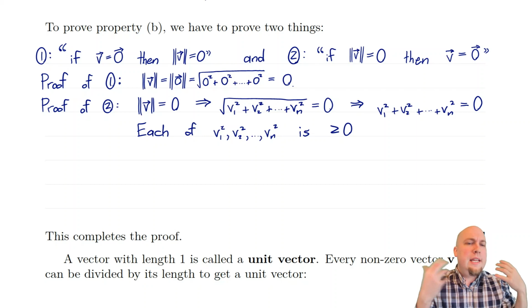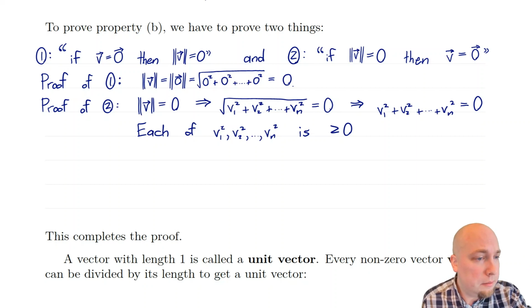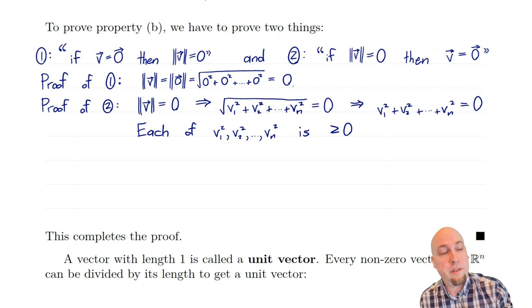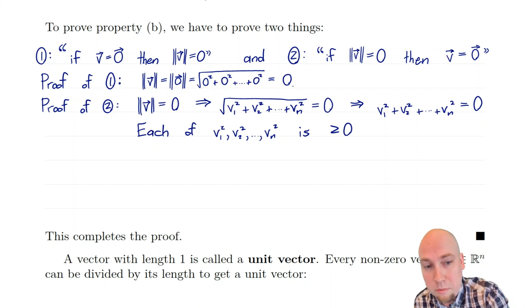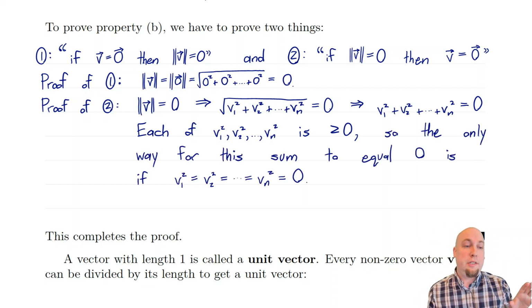I know that each of them is bigger than or equal to 0, right? v1 squared is bigger than or equal to 0 because it's something squared. And similarly, v2 squared is bigger than or equal to 0, and so on, all the way up to vn squared is bigger than or equal to 0. All of them are bigger than or equal to 0. So the only way their sum can actually equal 0 is if each of them equals 0, right?